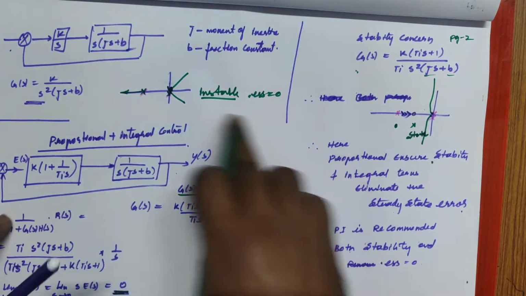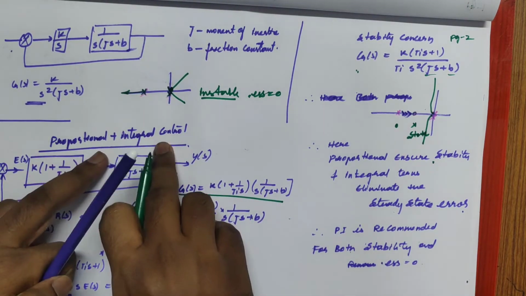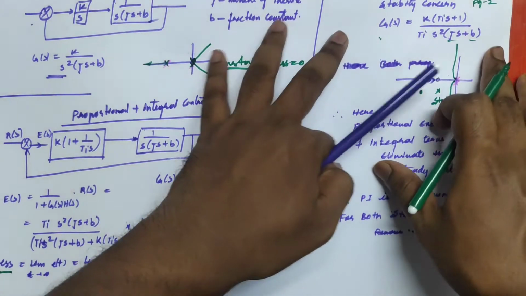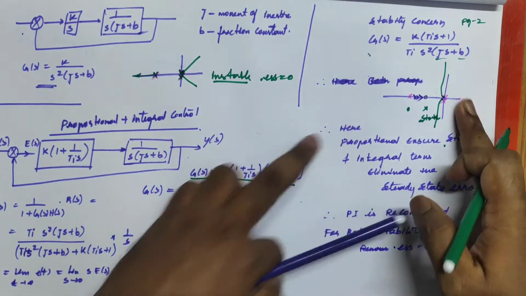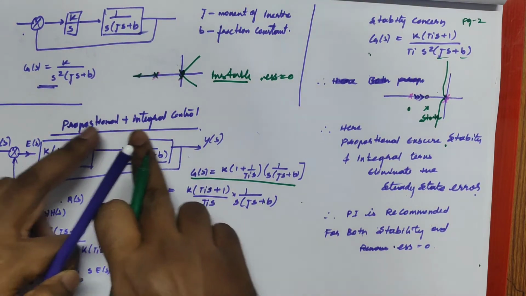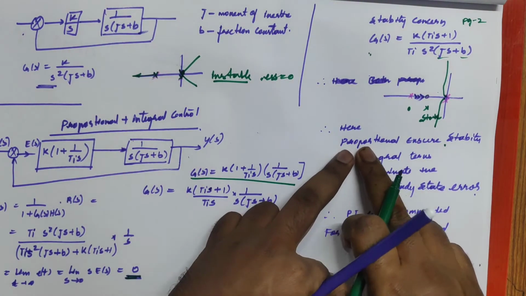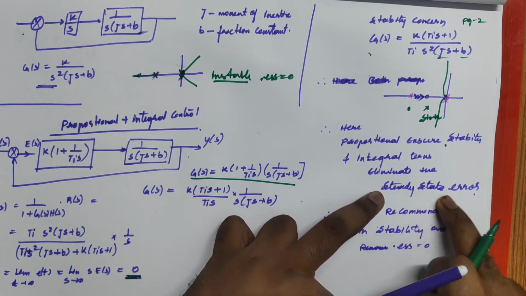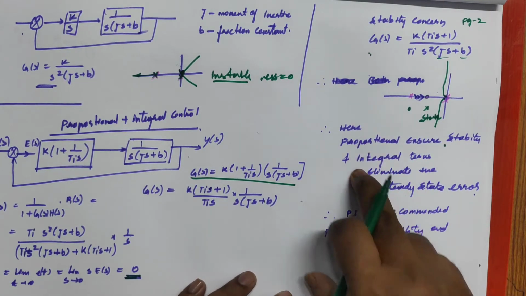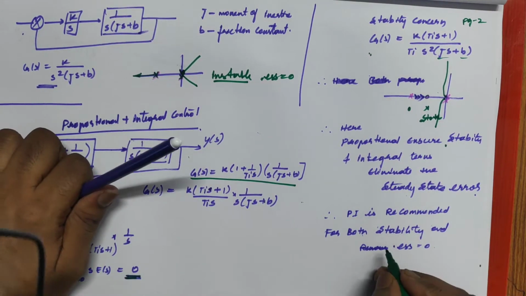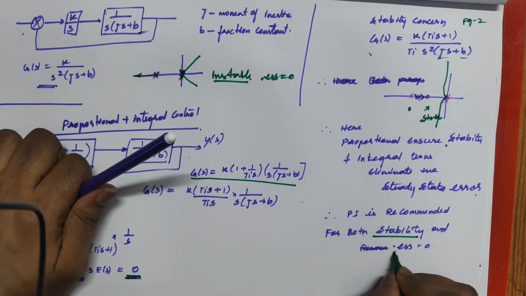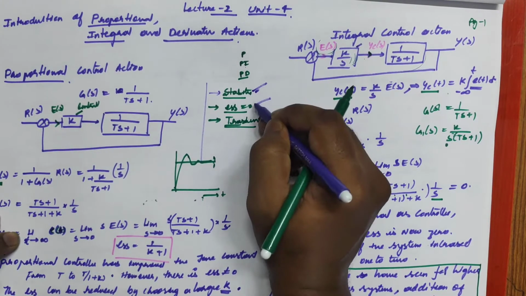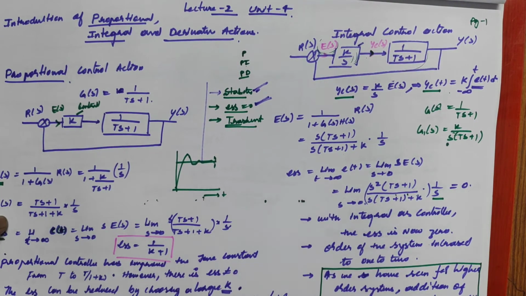Okay, by adding a proportional integrator to this type of system, we are satisfying the error equal to 0, and we are not compromising on the stability, right? So that means with the proportional integrator, the proportional part ensures the stability and the integrator eliminates the steady state error. So these two things are satisfied with proportional plus integrator, right?